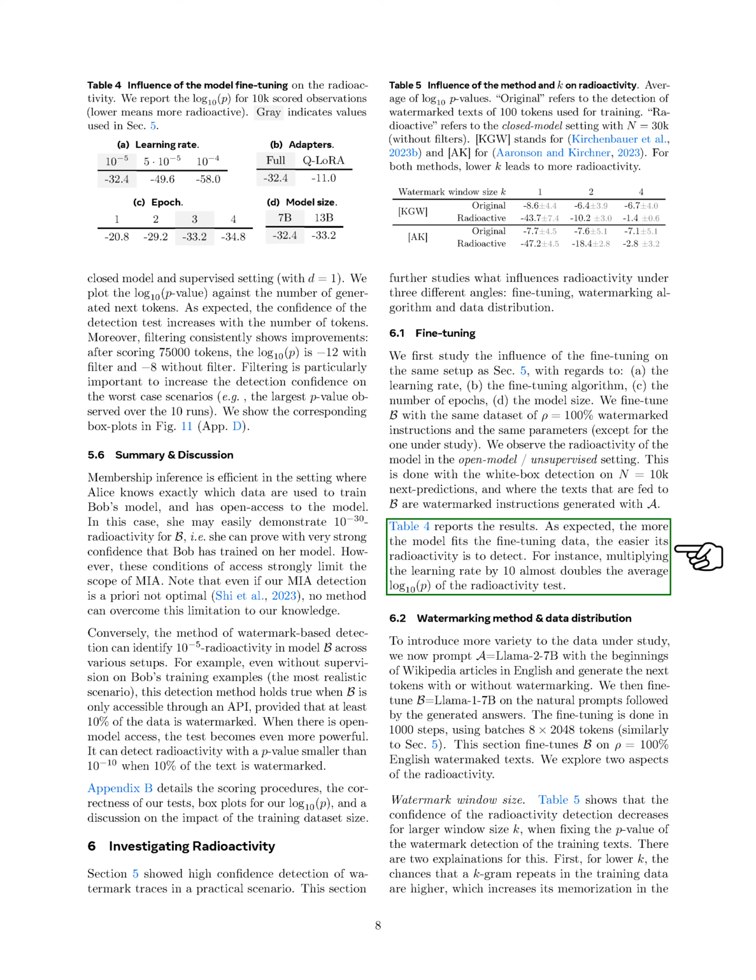Furthermore, we introduce variety in our data by using prompts from Wikipedia articles in English and generating responses with and without watermarking. This approach allows us to explore the effects of watermark window size and data distribution on radioactivity detection. We find that smaller watermark window sizes lead to higher detection confidence, likely due to increased repetition and memorization of smaller sequences in the model. Conversely, as the window size grows, the detection confidence diminishes.